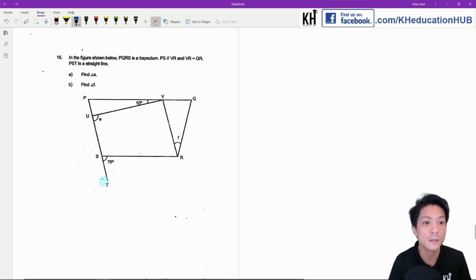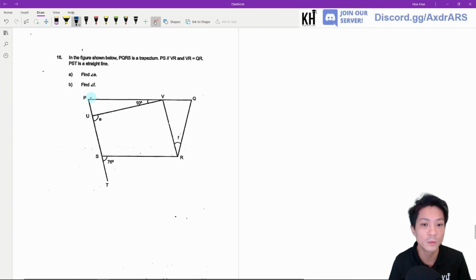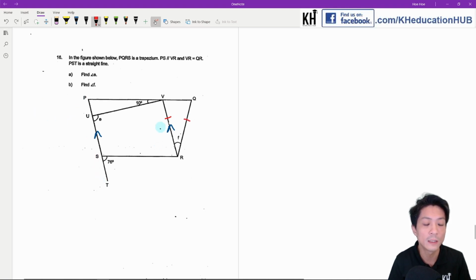Okay, question 16. The figure shown below, PQRS is a trapezium. PS is parallel to VR, and VR is equal to QR. PSE is a straight line. Okay, I need to find what is angle E and angle F.